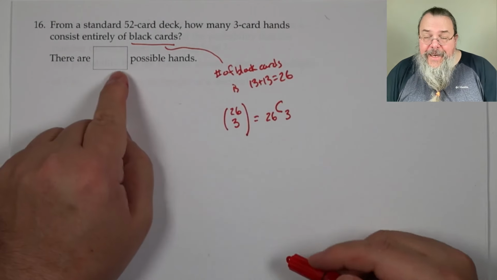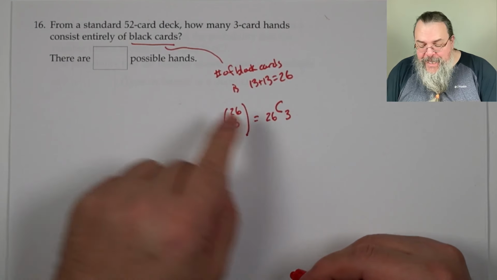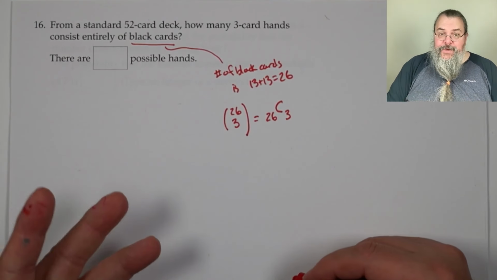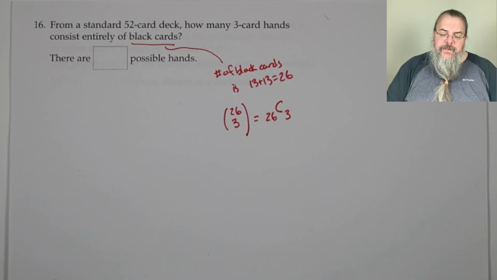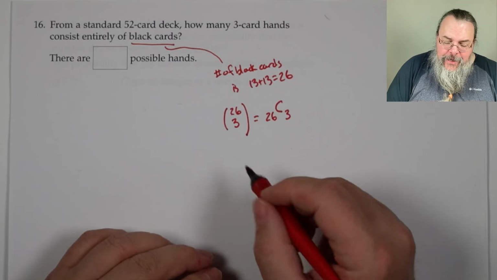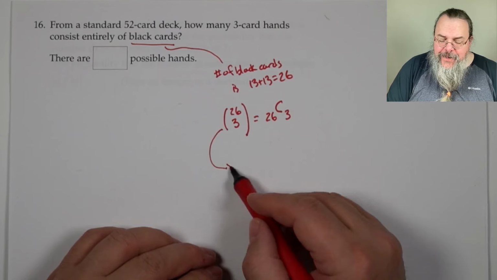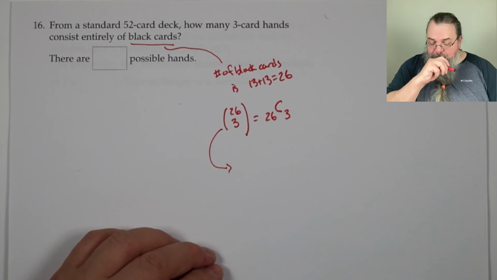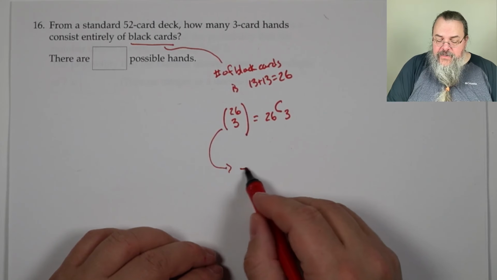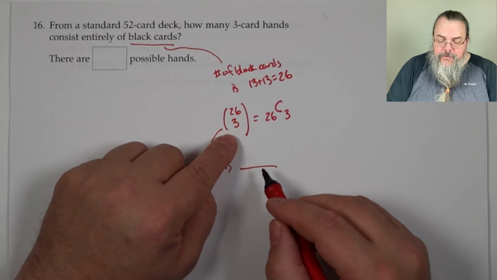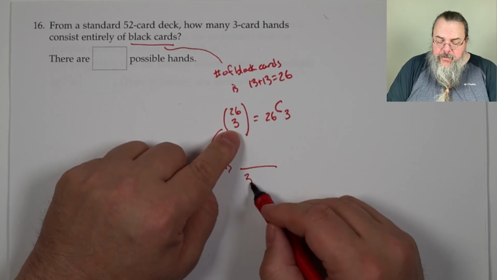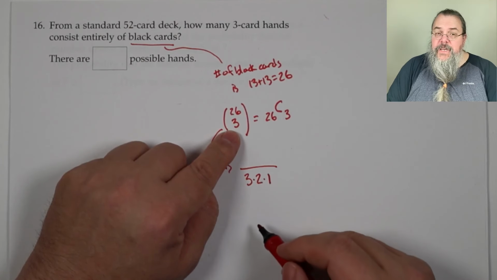So that's the answer. Except we can't put it in like that. We've got to find the number. Now, how do we actually find it? Well, we have technology. No, it actually works pretty simple. Downstairs, this says 3, so we're going to multiply 3 numbers together: 3 times 2 times 1.